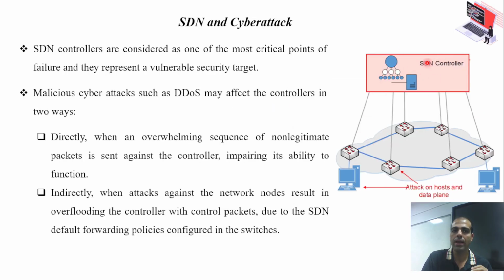The SDN controller is considered one of the most critical points of failure, and it represents a security target. Malicious cyber attacks such as DDoS may affect the controller in two ways. The first one is the direct way, when an overwhelming sequence of non-legitimate packets is sent to the controller, impairing its ability to function. The second way is indirect, when the attack against the network node results in overloading the controller with control packets, due to the SDN default forwarding policies configured in the switch in the SDN network.